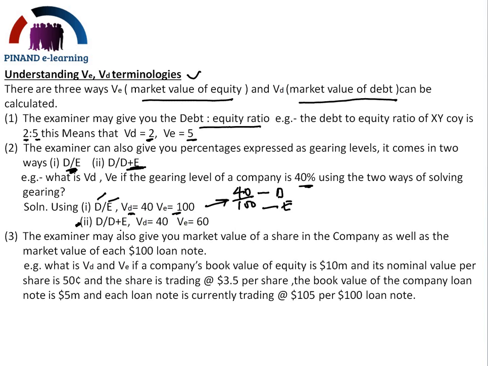Now if we're using the second formula, gearing is equal to debt over debt plus equity. What I will do here, I say the gearing level is 40%. That means debt is 40%. But because you say debt over debt plus equity formula I'm using, it will be 40 here for debt, and the balance will have to be 60. So these 2 give 100. So that is 40 over 100. So where I have debt, I'll write 40. Where I have equity, I'll write 60.